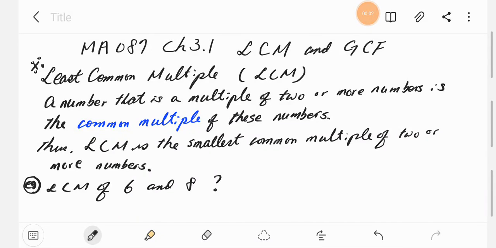Chapter 3.1: Least common multiple and greatest common factor.